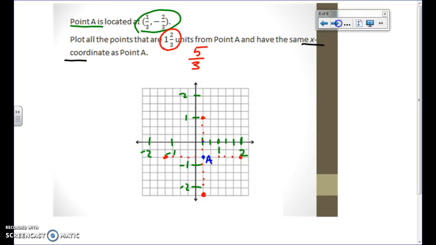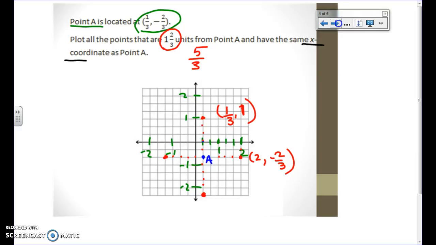But we need to look at the ones that have the same x-coordinate as point A. So let's label these coordinates. It looks like I have 1, 2, 3, 4, 5, 6 thirds, or 2, negative 2 thirds, okay, because each one represents a third. And then I have 1 third, and then 1, 2, 3, 3 thirds, or 1, so 1 third, 1.